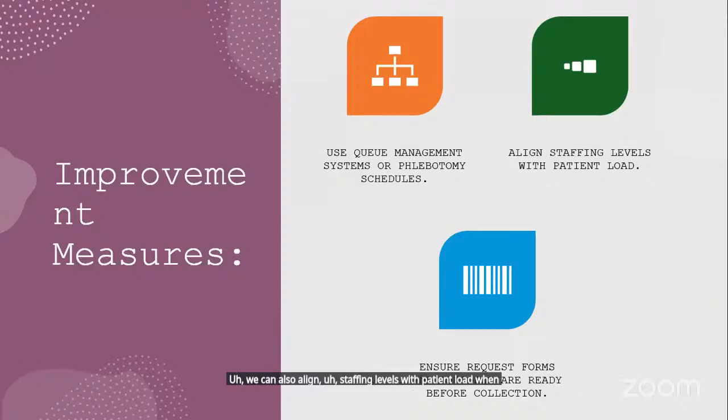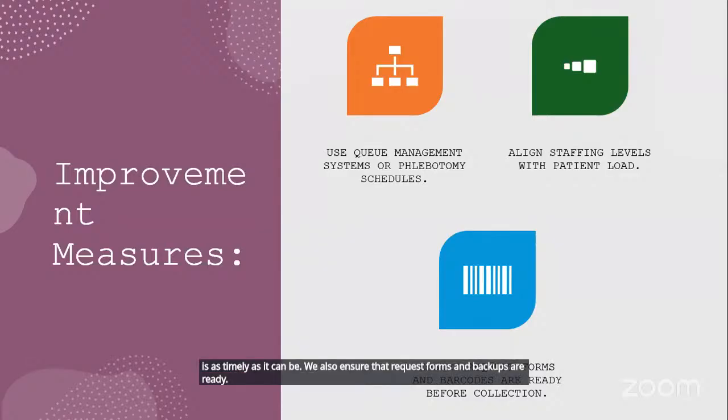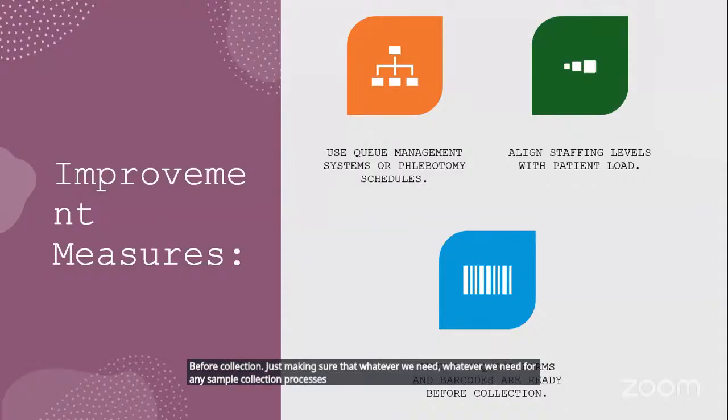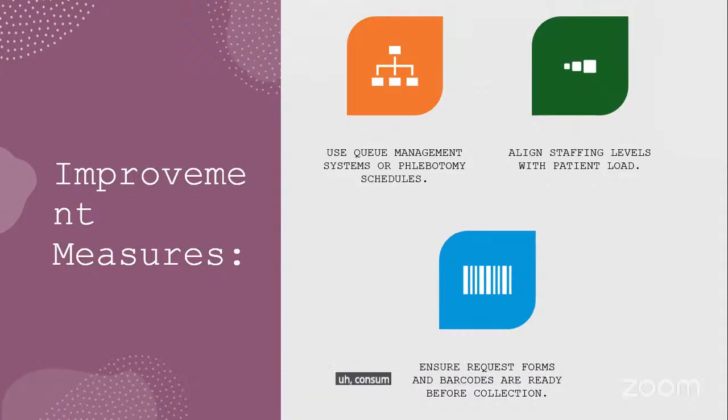Whenever there's a patient surge, we must also provide a correlating number of staff to make sure that sample collection is as timely as it can be. We also ensure that request forms and barcodes are ready before collection. Just making sure that whatever we need for any sample collection process is readily available in our phlebotomy room, so that we do not waste much time going to look for those services or consumables before we attend to our clients.